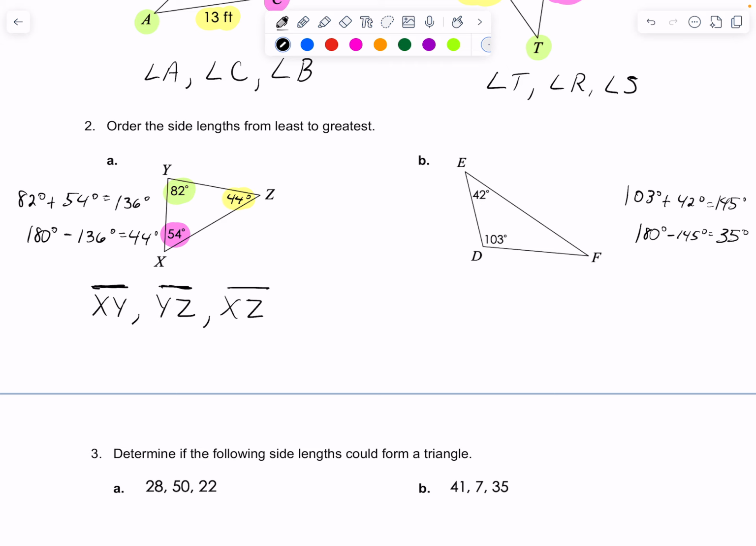Okay, so angle F is 35 degrees. So going with my smallest angle first, that's angle F is my smallest angle. So across from that is segment DE. So that will be the smallest segment.